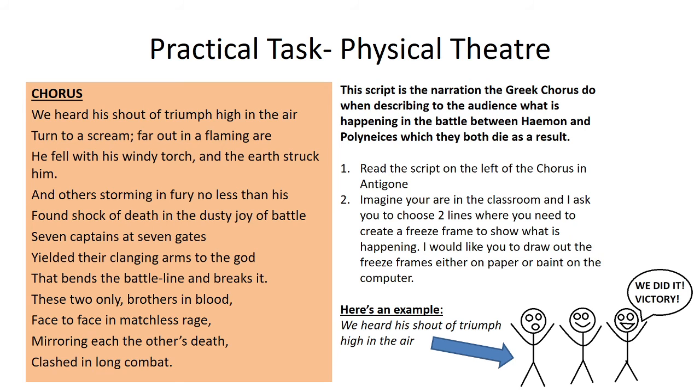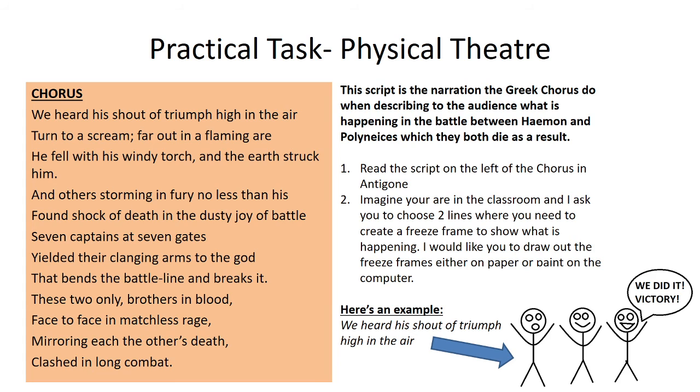So what you need to do is, first off, read the script on the left of the chorus in Antigone. So I'd like you to read that for me. You can read it out loud as well. And then the second thing you need to do is imagine you are in the classroom and I ask you to choose 2 lines where you need to create a freeze frame to show what is happening. I would like you to draw out the freeze frames either on paper or on paint on the computer.